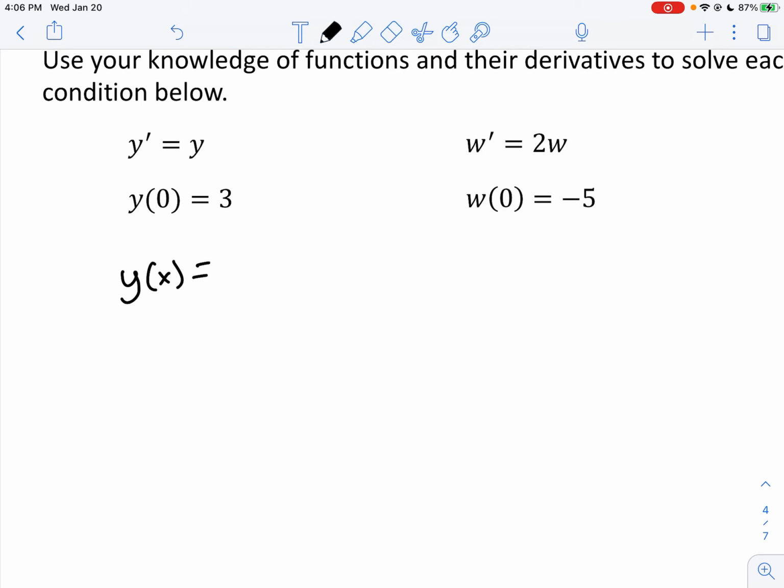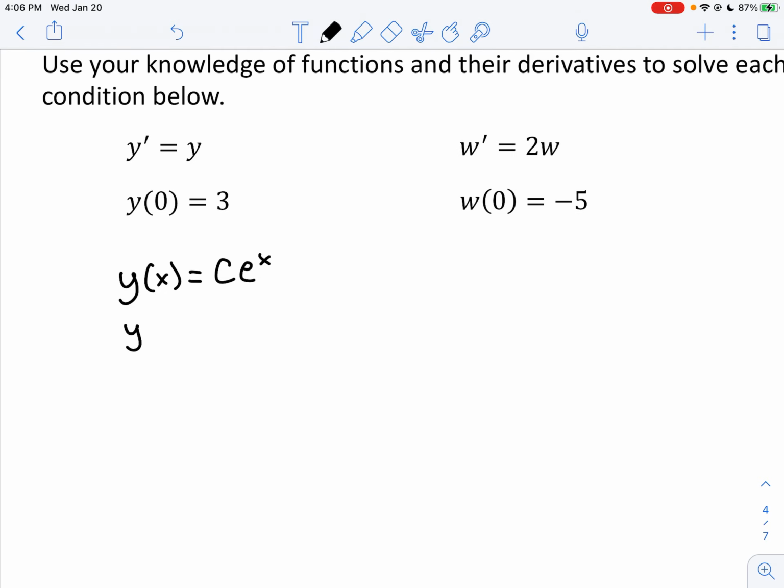But if you think about it, if you were to put a constant in front of e to the x, would this be okay? Because what's the derivative of a constant times e to the x? Let's check this, see if it works. y prime of x is equal to, well, this constant would stay and the derivative of e to the x is itself. So yeah, this one does work.